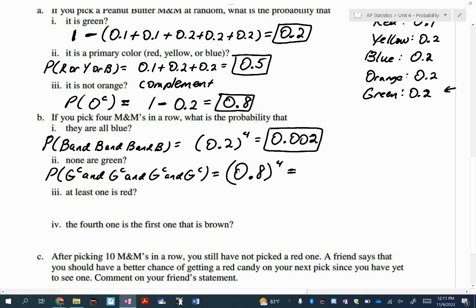So 0.8 raised to the 4th power is 0.401. Nope, that's not right. 0.410. There we go. That makes more sense.